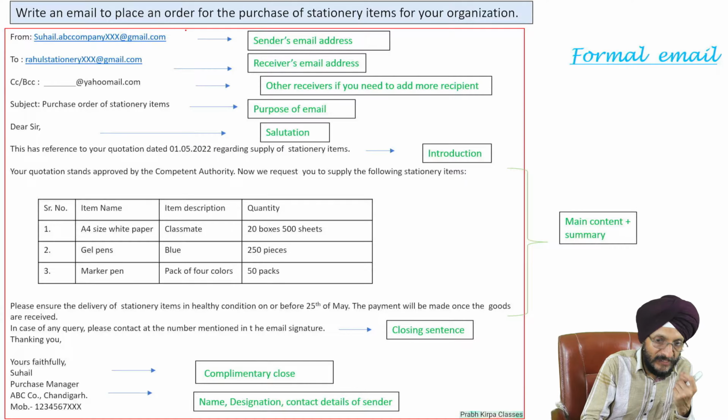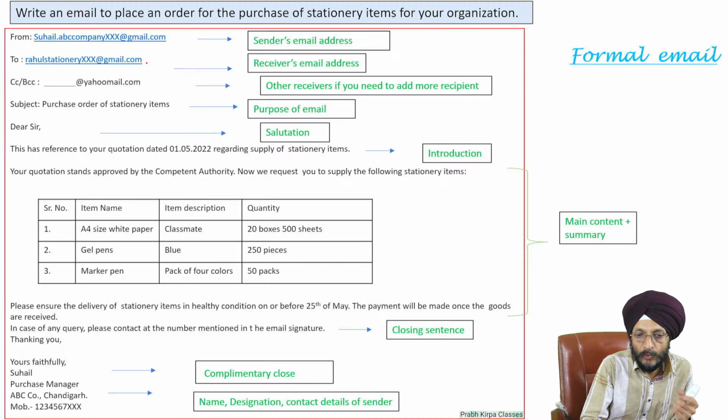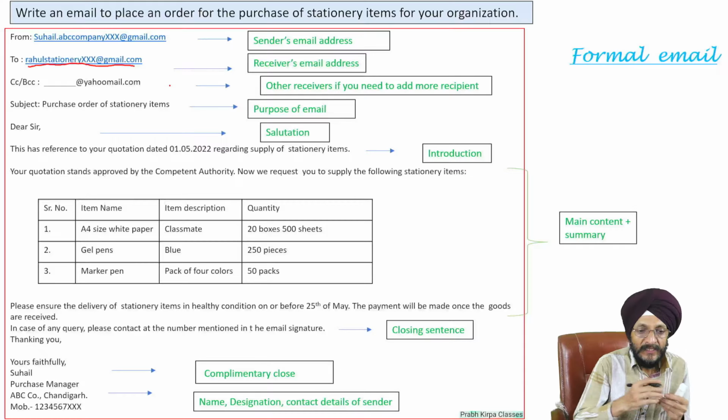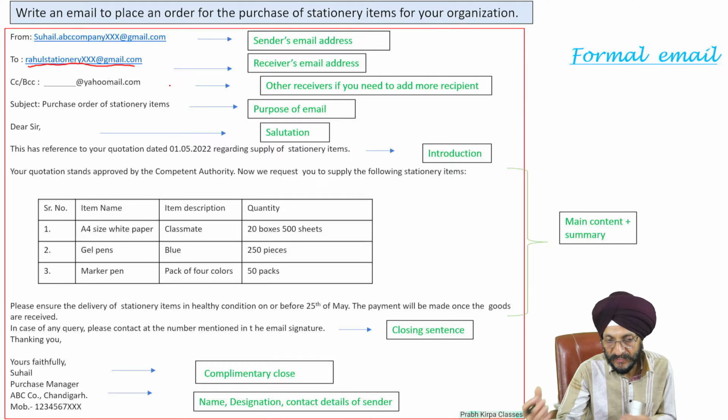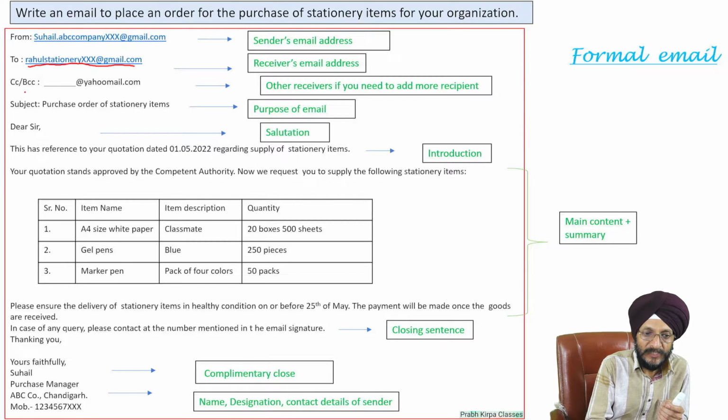Here we will mention the sender's email address. Then the email address of the person from whom you want to receive the stationery will be mentioned here. Then suppose the other person who is receiving your email also has staff members, you may also send them the email in CC or BCC so that your email is easily attended to if the other person does not attend it.